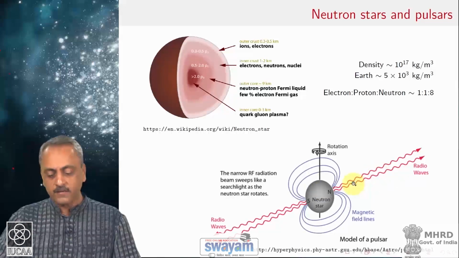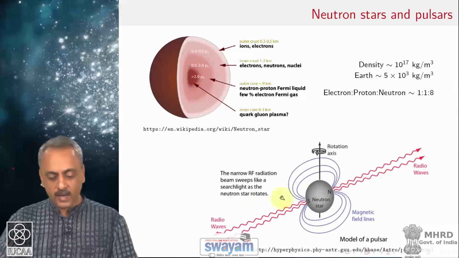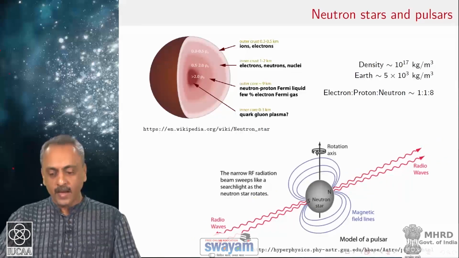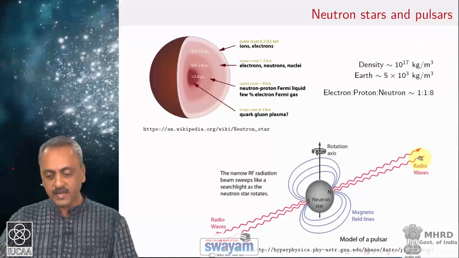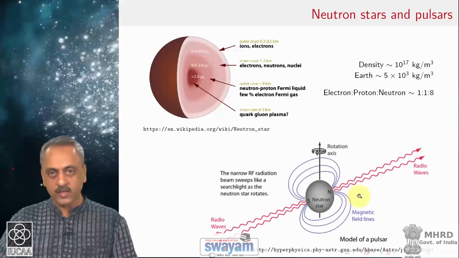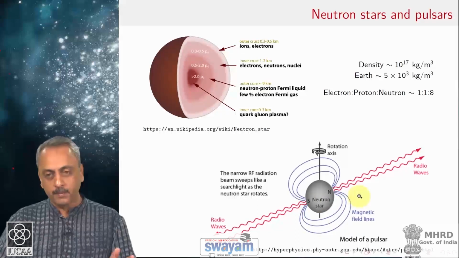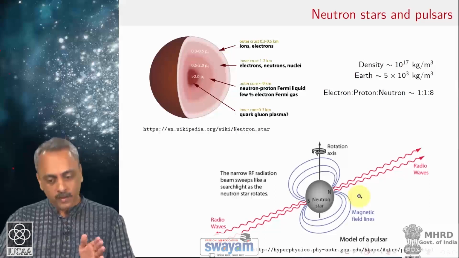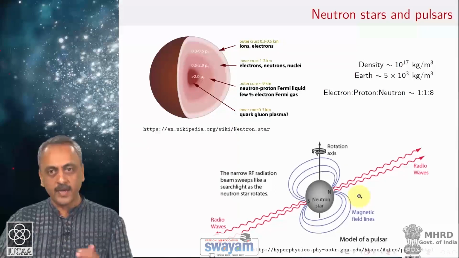What you observe is, as long as the observer is in the path of this radiation, one sees a beep or a pulse, and there is no signal until the next pulse arrives. So, depending on the rate of rotation of a neutron star, you get a pulse sequence which is very regular in its periodicity.